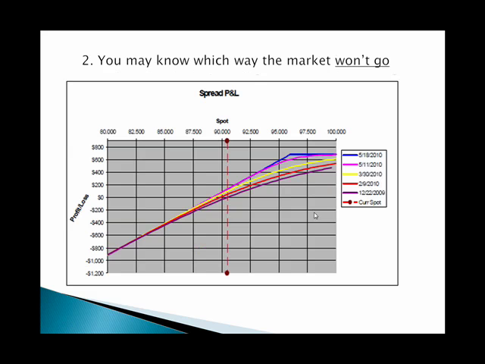Now let's consider the second scenario. You may know which way the market won't go. So let's look at this plot again. By the way, this is called a profit and loss plot in options terminology. On this axis, it shows you how much money you're gaining or losing depending on where the currency or so-called spot price is. So if we're looking, for example, here, perhaps this is the Aussie dollar / Japanese yen pair, and right now it's about 90.5 or something, wherever this line is.